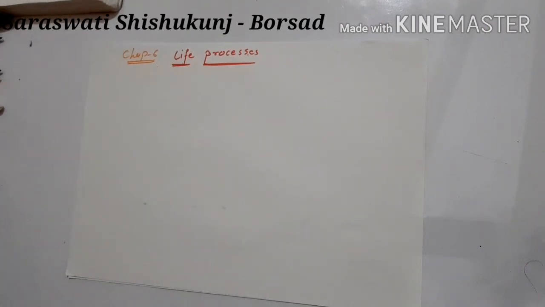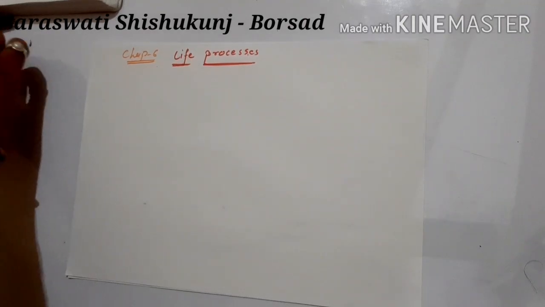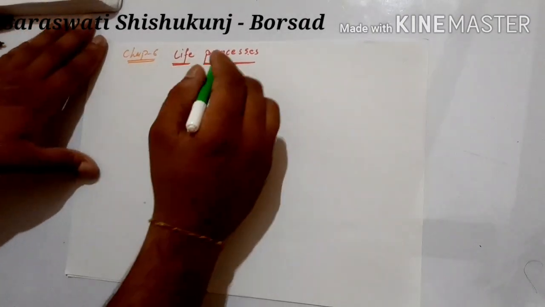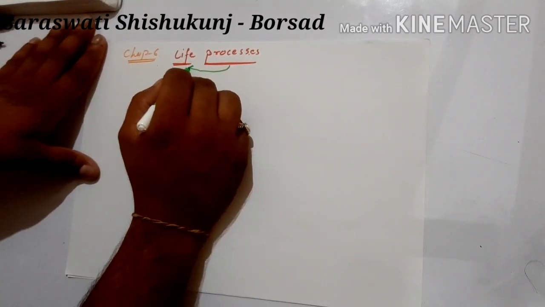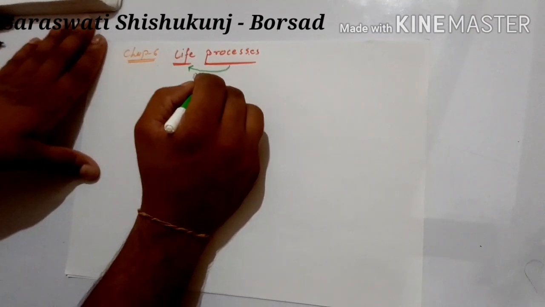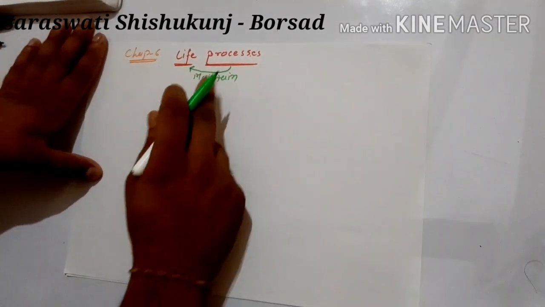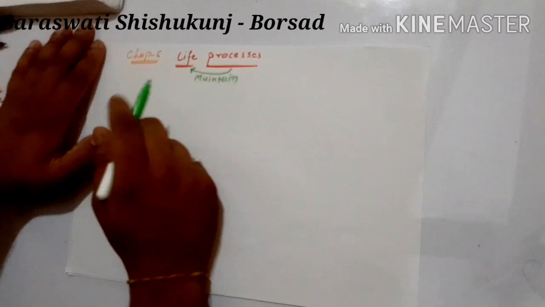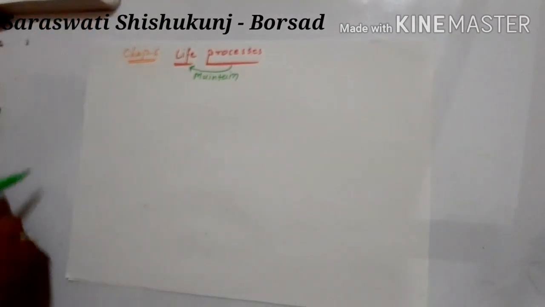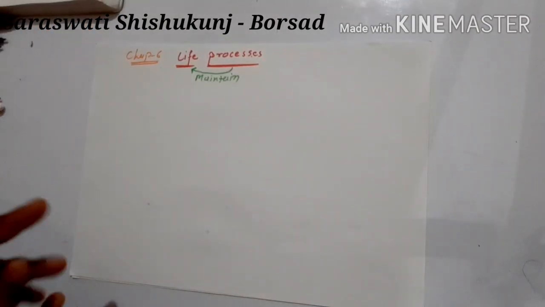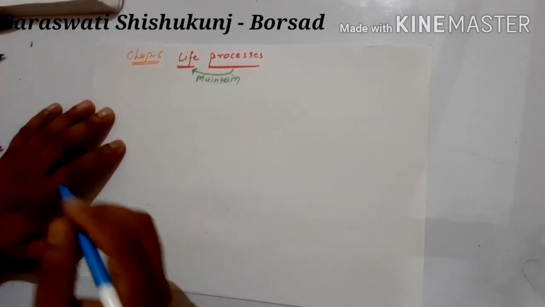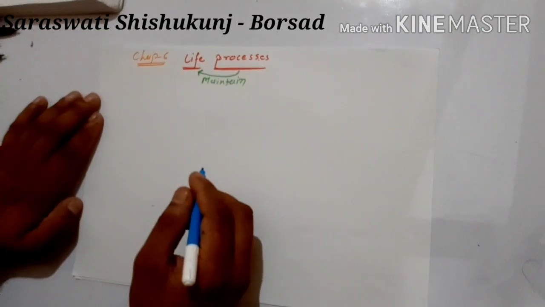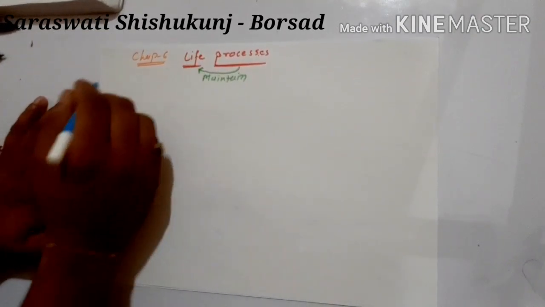Now first of all, let's try to understand what is called a life process. What do we mean by life process? See, life process means the process which is responsible to maintain life. A process which is responsible to maintain life, that will be considered as a life process. There are many types of life processes. Let's understand it, and these life processes are very essential. It is very necessary to maintain life.